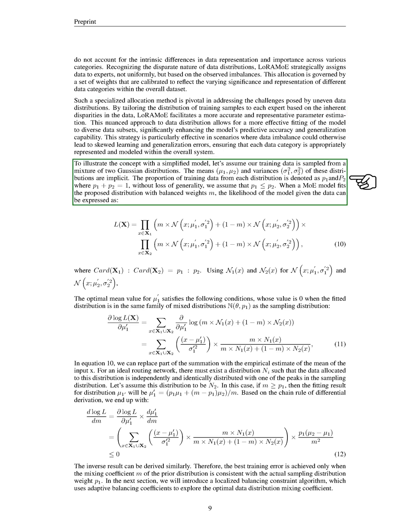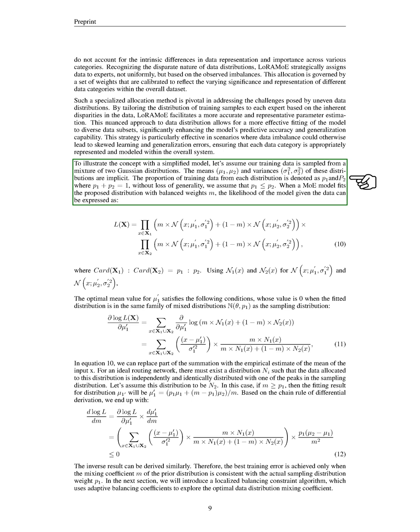To illustrate this concept, let's consider a simplified model where our training data is sampled from a mix of two Gaussian distributions. The means and variances of these distributions are implicit. The proportion of training data from each distribution is denoted as P1 and P2, where the sum of P1 and P2 equals 1. We assume that P1 is less than or equal to P2. When a MoE model fits the proposed distribution with balanced weights M, the likelihood of the model given the data can be expressed as follows.